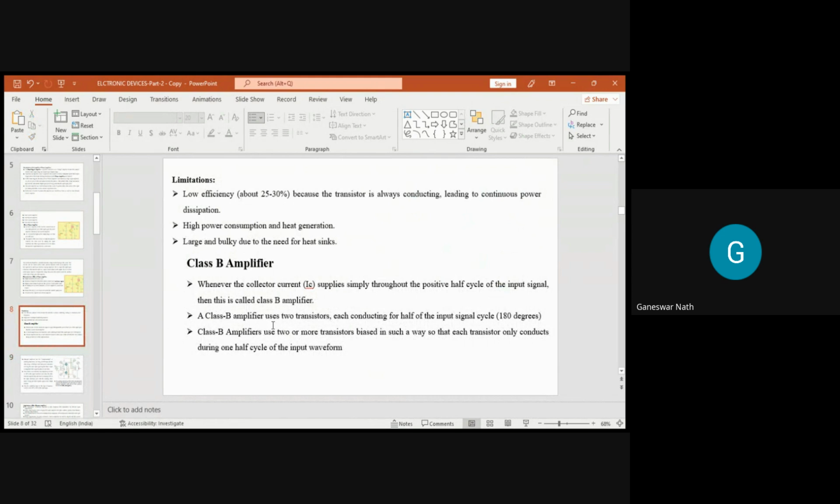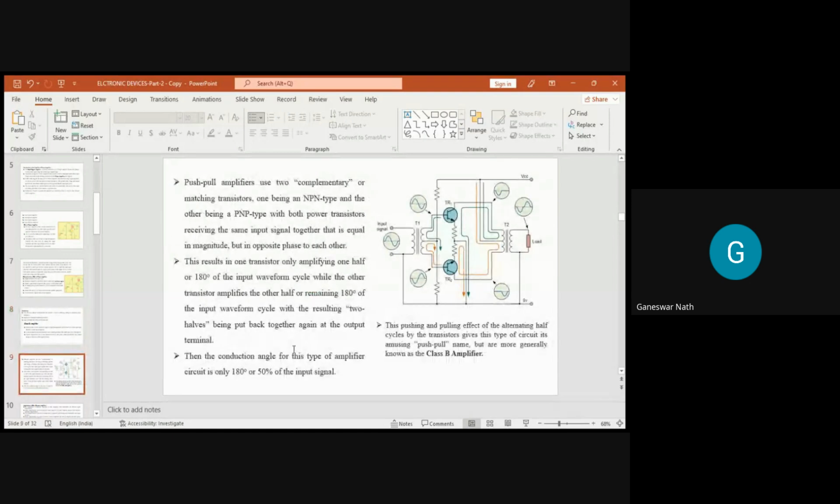Yes, so a class B amplifier uses two transistors, each conducting for half of the input signal cycle, that is 180 degrees. Class B amplifiers use two or more transistors biased in such a way that each transistor only conducts during one half cycle of the input waveform. That is why this class B amplifier is sometimes termed push-pull. One is pushing, the other is pulling.